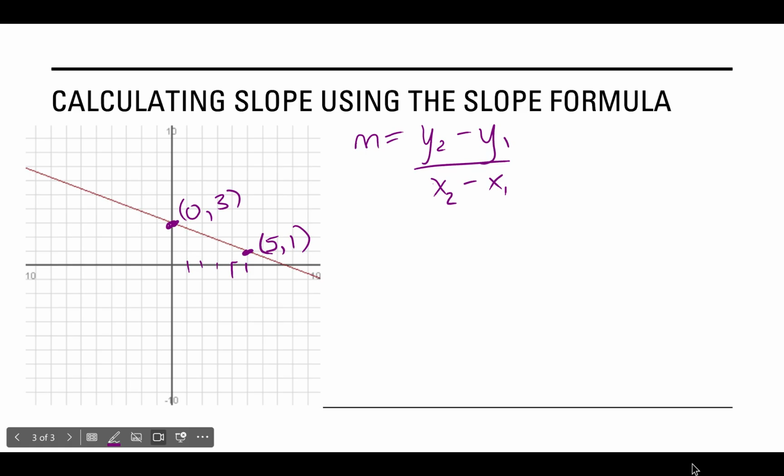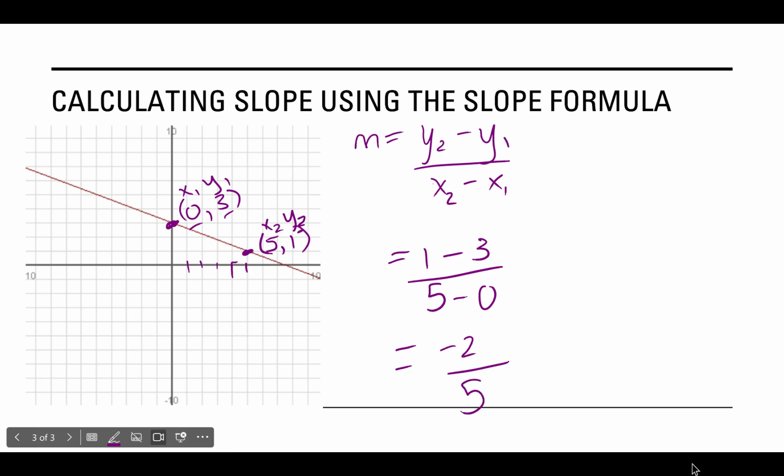So my 2 points here, I have an xy, this is an xy. To tell them apart, I'll put my first point as 1s, my second point as 2s. Now I'm just filling it in. So my y2 is 1, minus y1, which is 3, over x2, which is 5, minus x1, which is 0. And now just doing the math, 1 minus 3 is -2, 5 minus 0 is just 5. So those are our two ways, one using the graph, the second using 2 points.